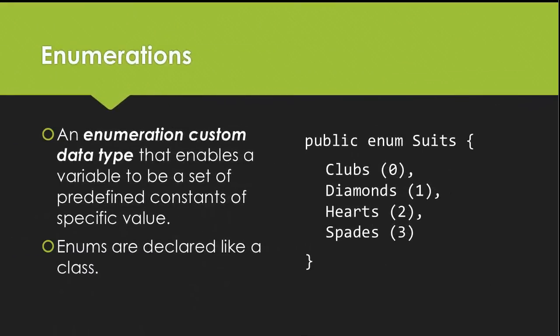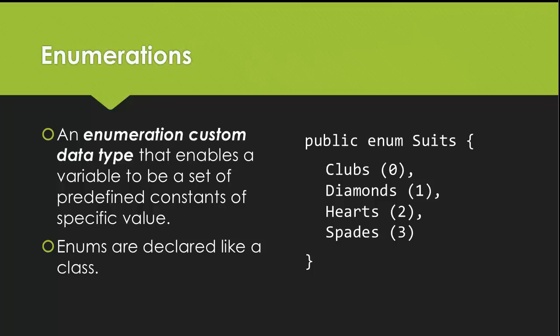As you saw in the example we just did, we had months, and we had 1 as January, 2 as February, 3 as March. Well, come to find out there's a much easier way to implement this logic in Java. To do that, we use what's called an enumeration. An enumeration is a custom data type that enables a variable to be set to constants of a predetermined value.